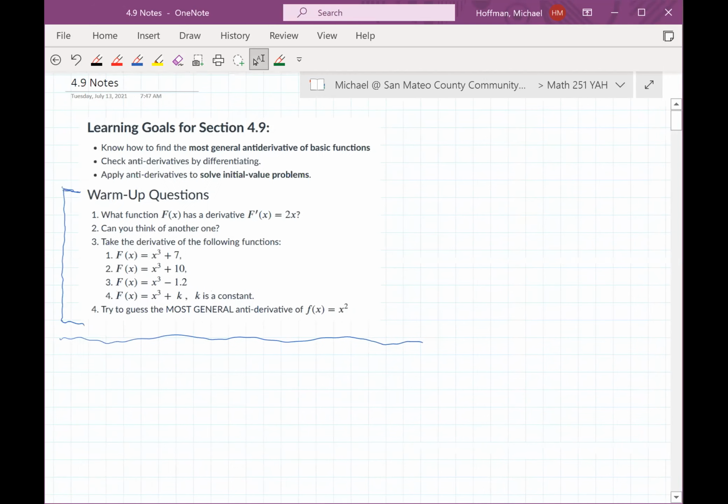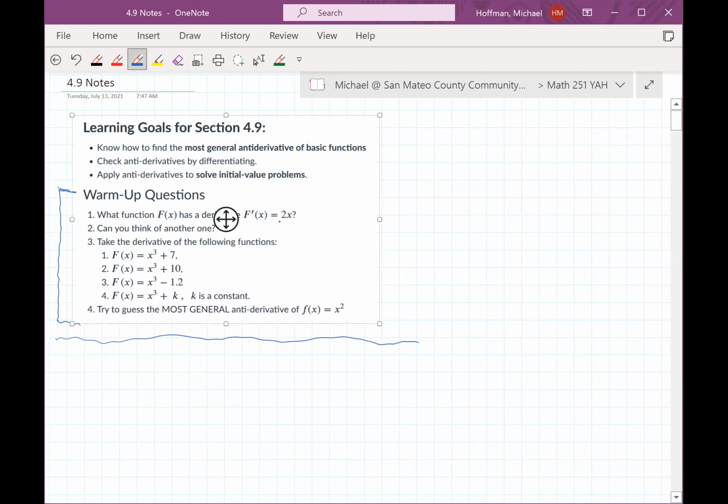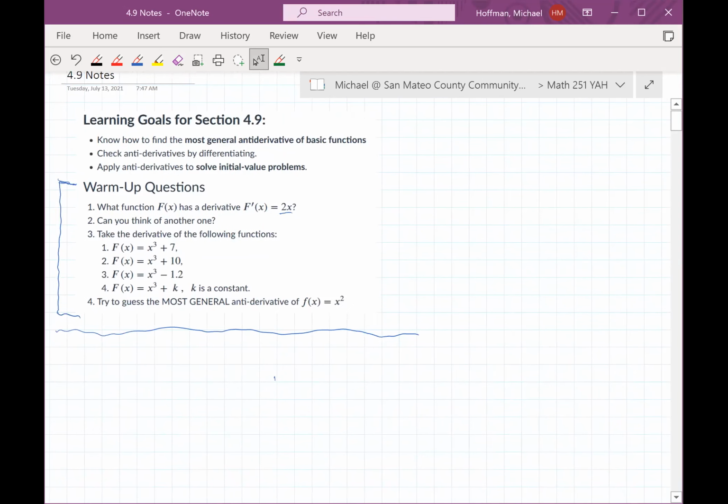Number one, think about a function whose derivative is equal to 2x. Do we know what it is? So if I have over here something like F prime of x is equal to 2x, do we know what function has a derivative equal to 2x? Yes, we do. F of x would equal x squared. That's an example.